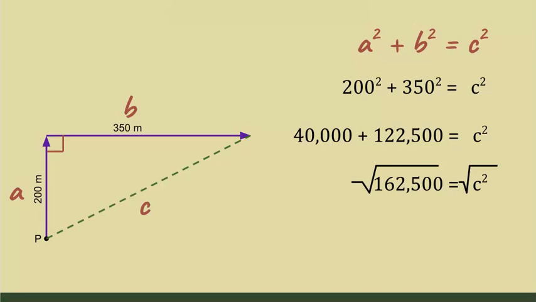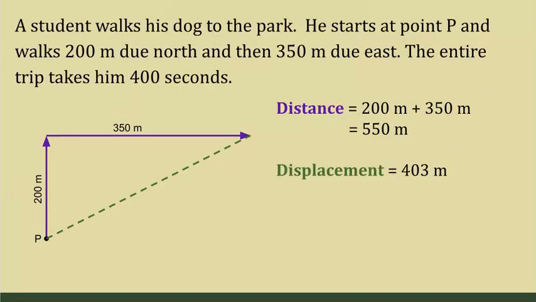I don't actually want c squared though, I want c by itself. So that's why I'm going to take the square root of both sides. When I plug that into my calculator, I see that the square root of 162,500 is 403. It has a decimal after it, but I just wrote down 403, and I wanted to put meters because I know that if A and B are measured in meters, C will also be measured in meters. And that is my answer. Displacement is 403 meters.